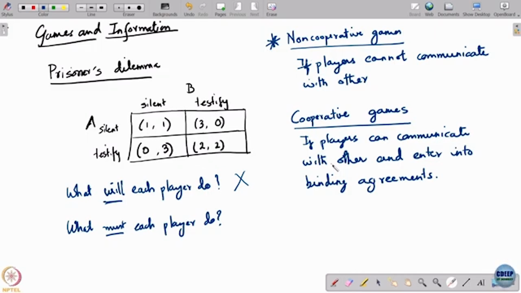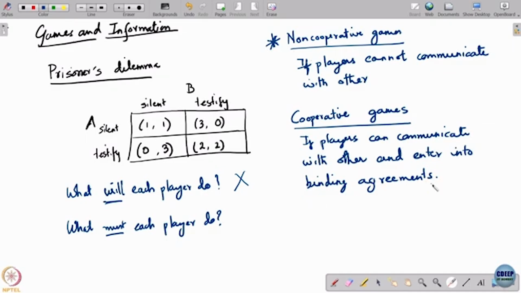Not necessarily. If they can enter into binding agreements, they need not. What happens if they do not agree is something they are always mindful of while trying to agree. This is part of the way we go about reasoning about this game.